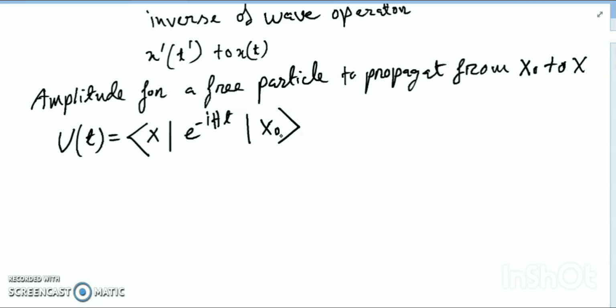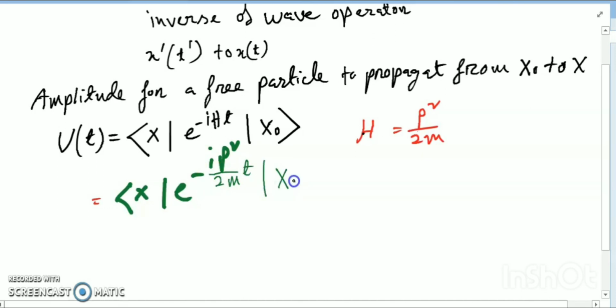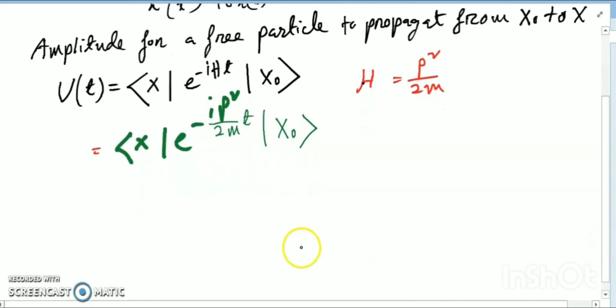Now we know that the Hamiltonian H equals p squared divided by 2m, so the amplitude is x, e to the power minus i p squared t divided by 2m, x0. So this is the Hamiltonian.